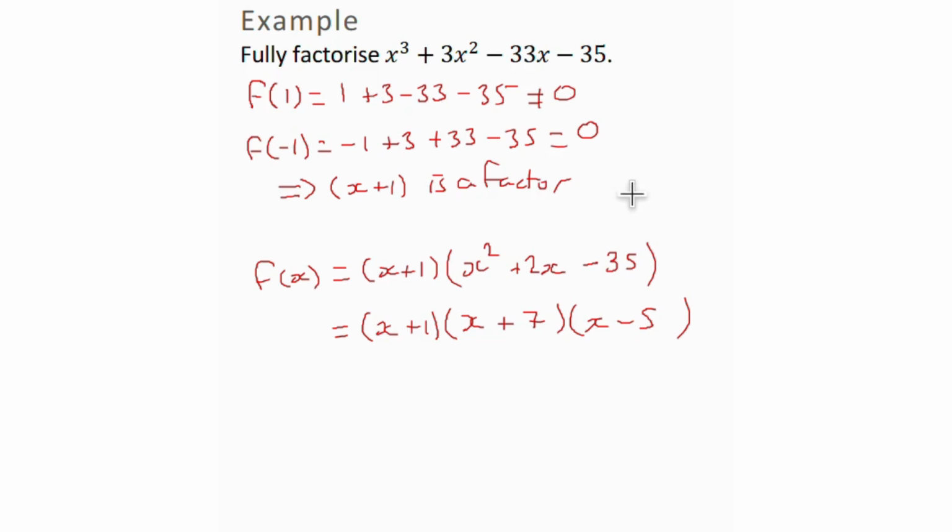So this is one very useful use of the factor theorem to help us try and factorize higher order polynomials, essentially with a little bit of trial and error to start with, and then once we've done that, we can then go on to factorize quadratics that we've managed to factorize out.